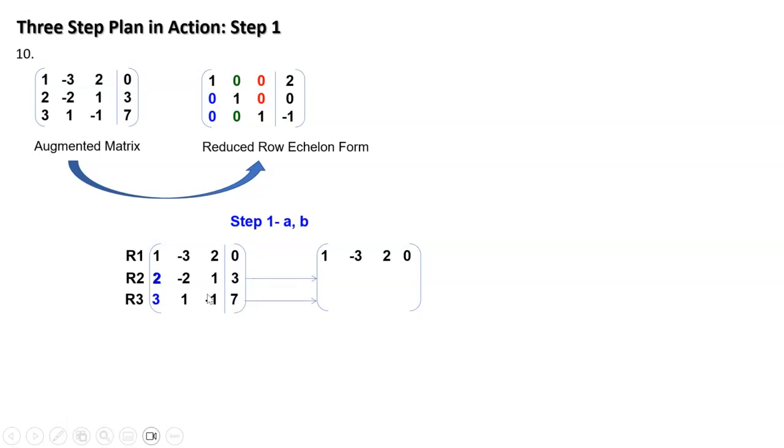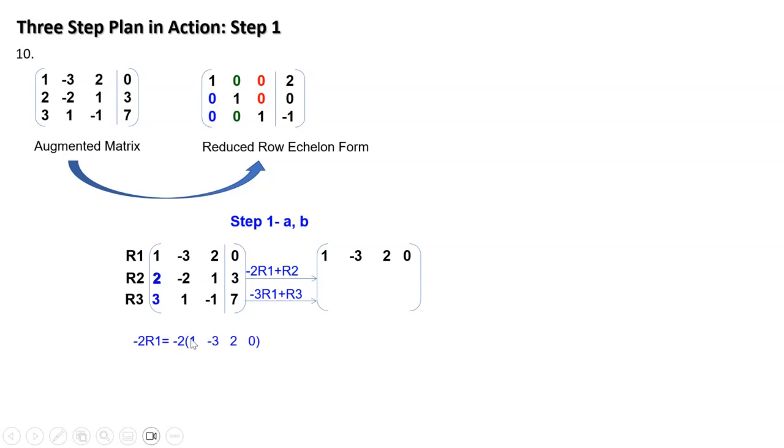Okay, now we're going to use row 1. I need to multiply -2 times row 1 and add it to row 2. This way, where the 2 is will be a 0. So it's going to be -2 row 1 plus row 2. Then in a similar fashion, I'm going to multiply -3 times row 1 and add it to row 3. And here's my work.